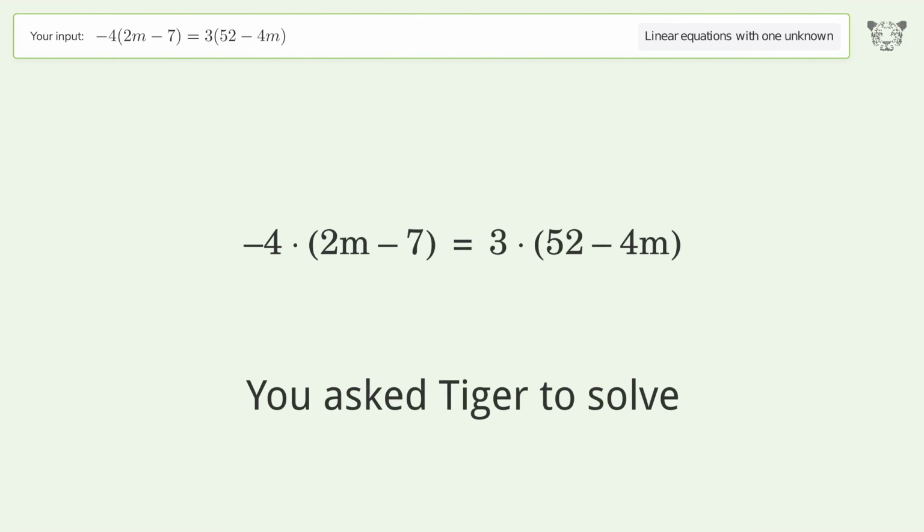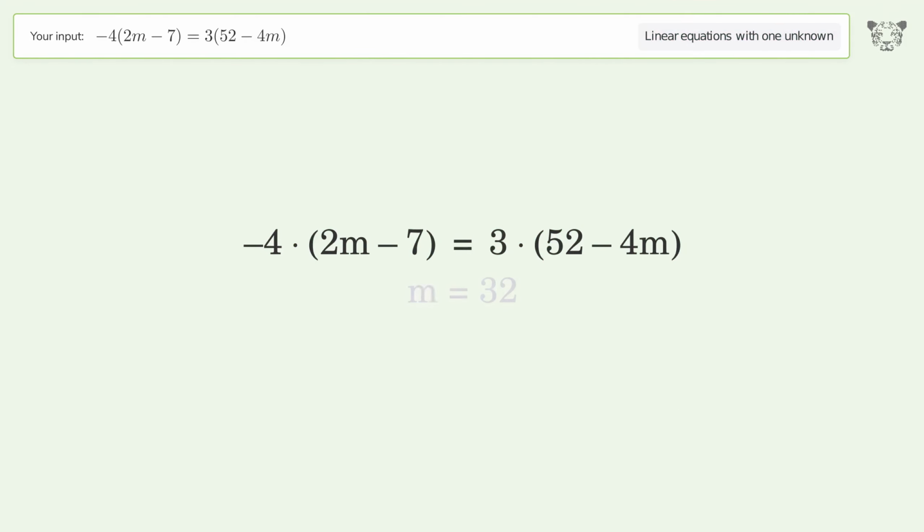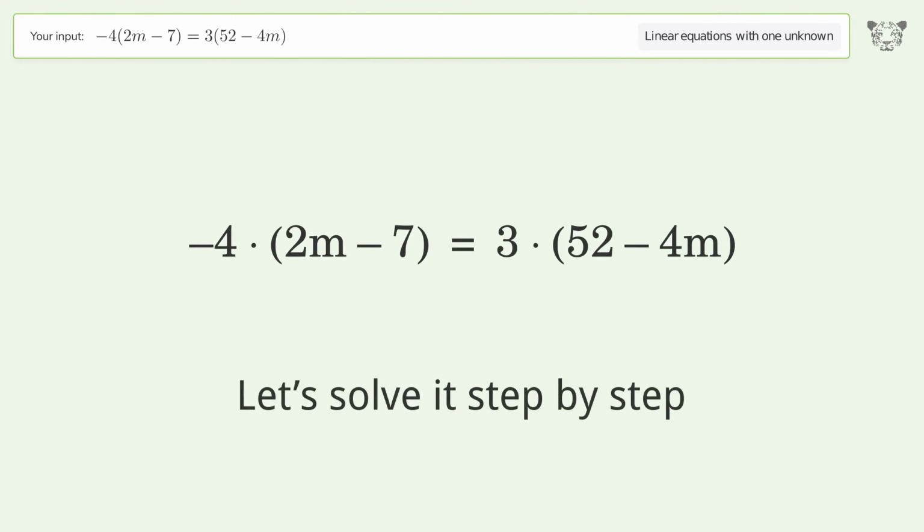You ask Tiger to solve. This deals with linear equations with one unknown. The final result is m equals 32. Let's solve it step by step.